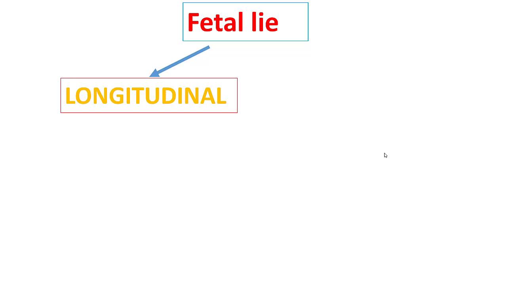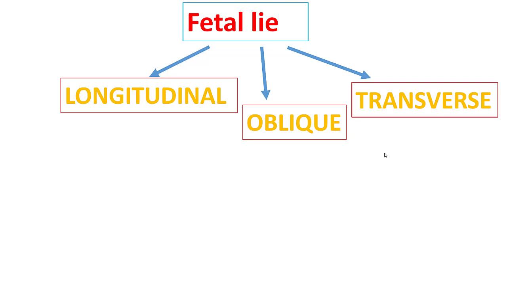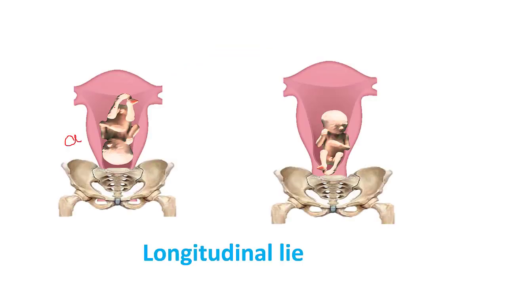Now before going into detail of breech presentation, first of all you should know about the fetal lie. Fetal lie can be longitudinal, it can be oblique, it can be transverse. In picture A, the long axis of the fetus is parallel to the long axis of the uterus. It means the fetus is in vertical direction. So here the lie is longitudinal. In OSCE you should know about the lie is longitudinal.